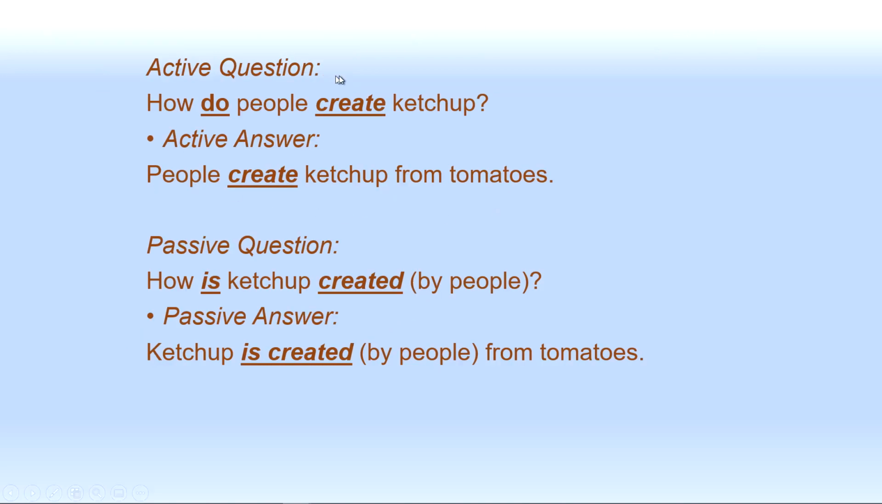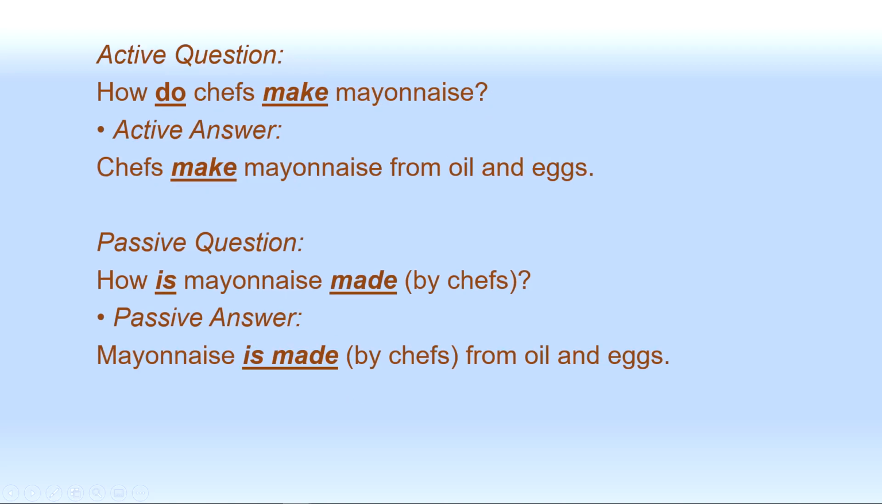So now you tell me what these sentences are, right? Active sentence, how do people create ketchup, right? People create ketchup from tomatoes. Or passive, how is ketchup created? By people, right? Ketchup is created, there it is, right? By people from tomatoes. This is a passive sentence.